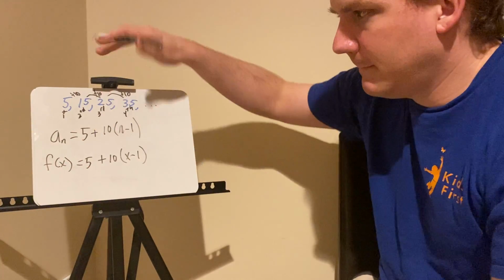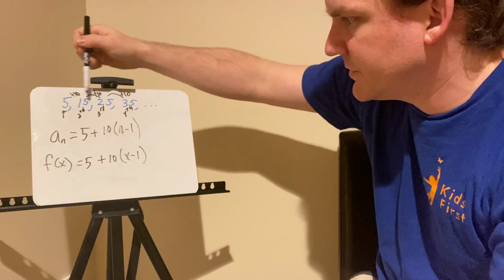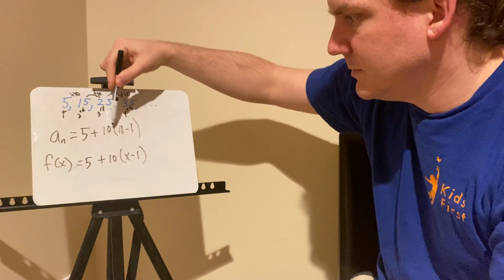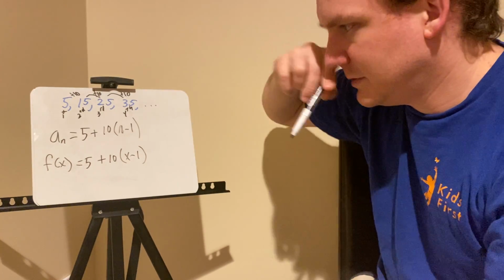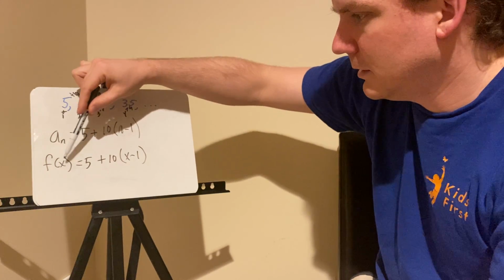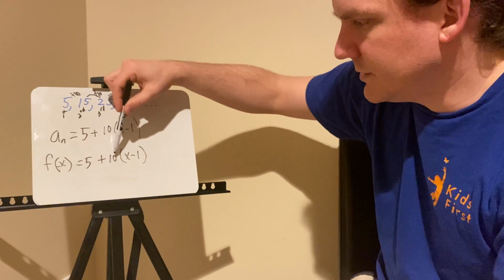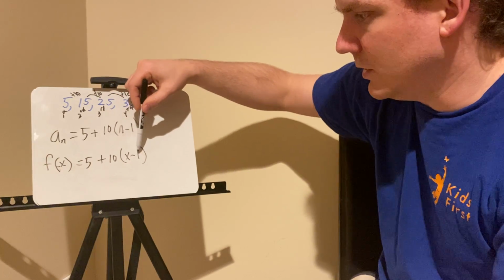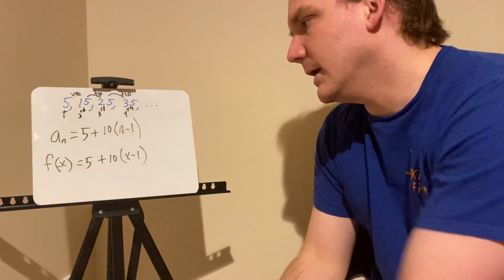For example, if I substitute in here n, let's say the first term, 1 minus 1 is 0, right? Okay, 0 times 10 is 0, plus 5 is 5. So that would work. Let's do f of x, where x is 1, the first term. 1 minus 1 is 0. 0 times 10 is 0. 0 plus 5 is 5. Now 2. 2 minus 1 is 1. 1 times 10 is 10. 10 plus 5 is 15. And it would work out in both cases.